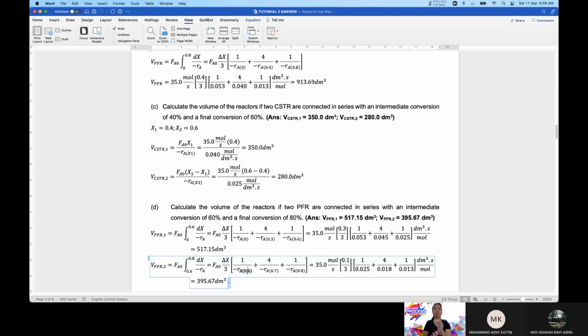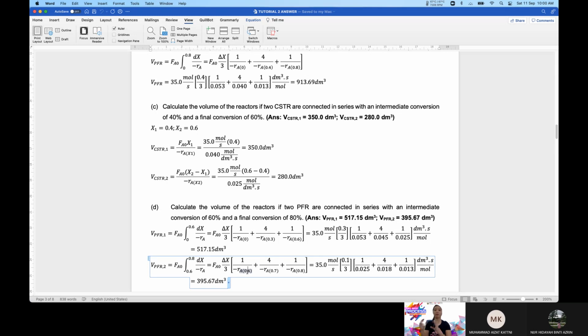So the middle is 4 over middle X. I have 0.6, my final X is 0.8. So naturally my middle X is 0.7. So it becomes 4 per minus RA at 0.7. Okay. So then delta X. Delta X also needs to be very careful. 0.6 initial, middle 0.7, so the difference is 0.1. Or if we look at the back, 0.7 to 0.8, middle X, the difference is still 0.1. So that's why delta X is 0.1 divided by 3.